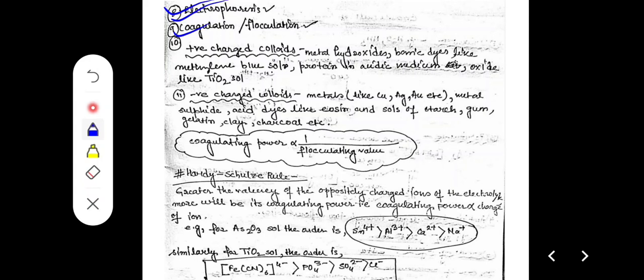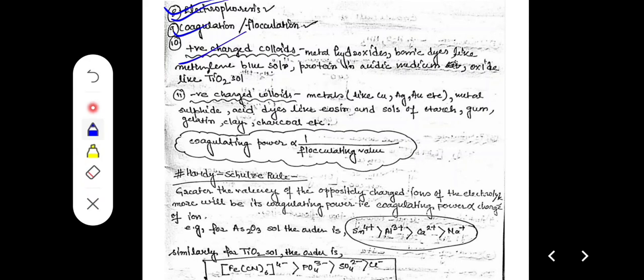Positively charged colloids include metal hydroxide, basic dyes like methylene blue solution, protein in acidic medium, and oxides like TiO2 solution. All of them behave as positively charged colloids. This is due to positive cations or some positive characteristics shown in the solution. Maybe the positive cations are present in excess, and that's why the overall solution is positively charged.